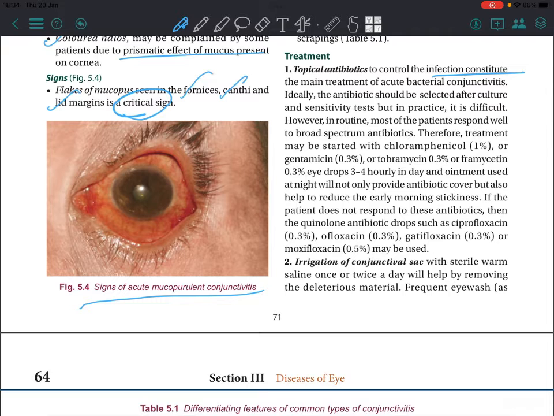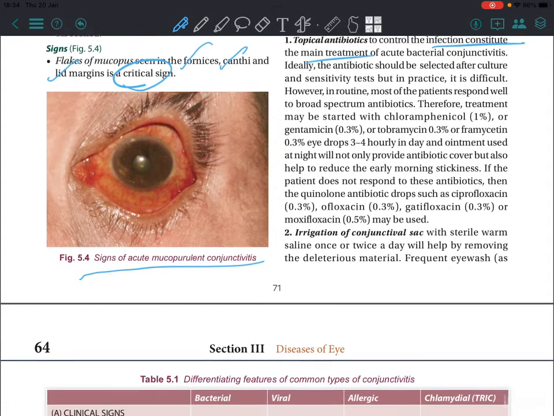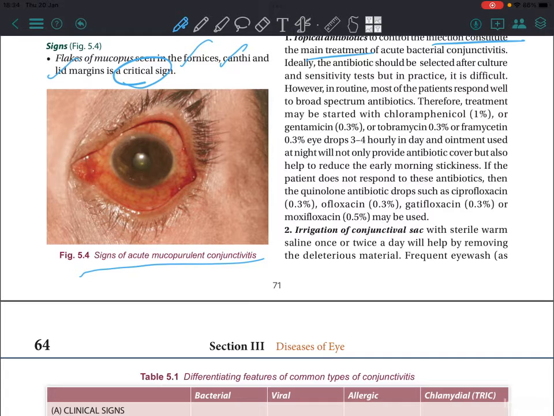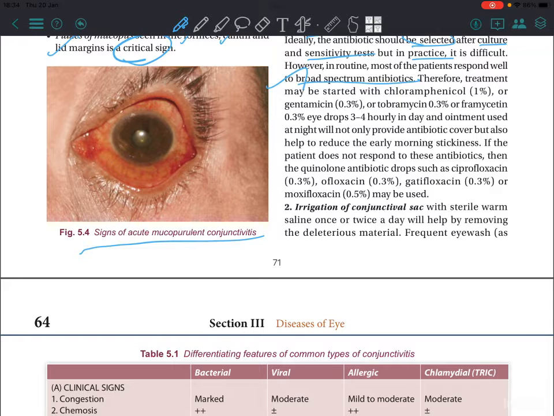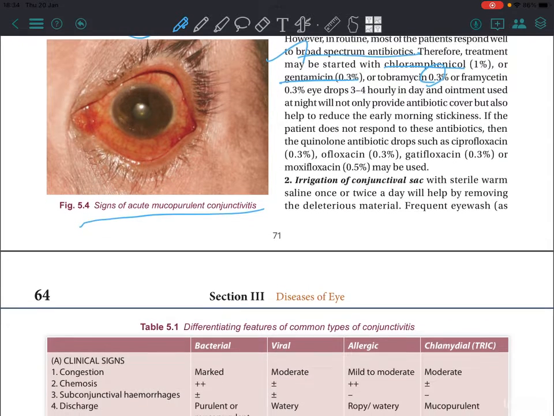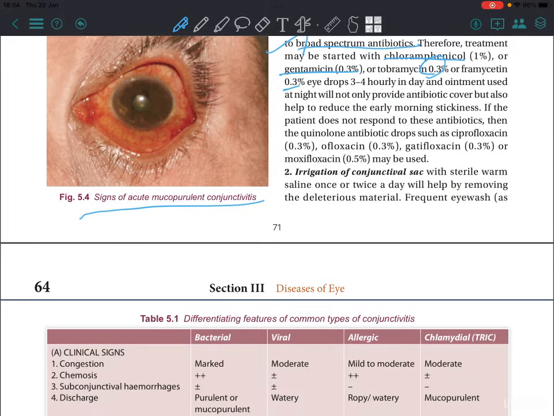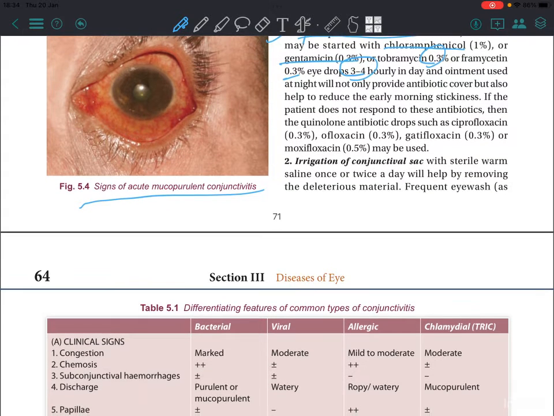are given to control infection and constitute the main treatment of acute bacterial conjunctivitis. Ideally, the antibiotic should be selected after culture and sensitivity test, but in practice it is difficult. However, in routine, most of the patients respond well to broad spectrum antibiotics. Therefore, treatment may be started with chloramphenicol 1%, gentamicin 0.3%, tobramycin 0.3%, framycetin 0.3%, eye drops 3 to 4 times a day. An ointment should be used at night. It will not only provide antibiotic cover but also help to reduce the early morning stickiness.